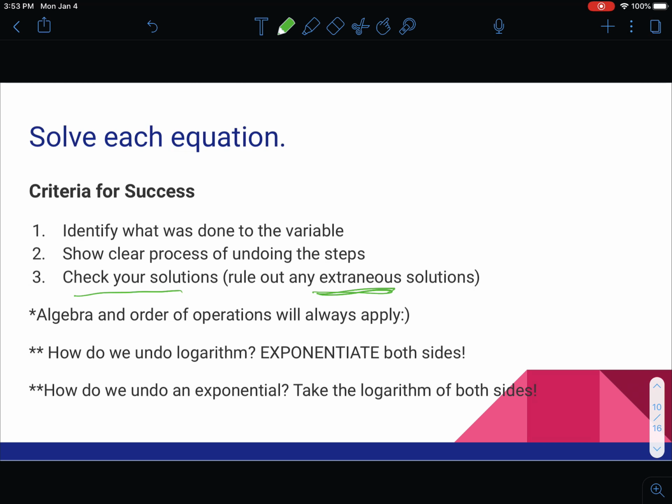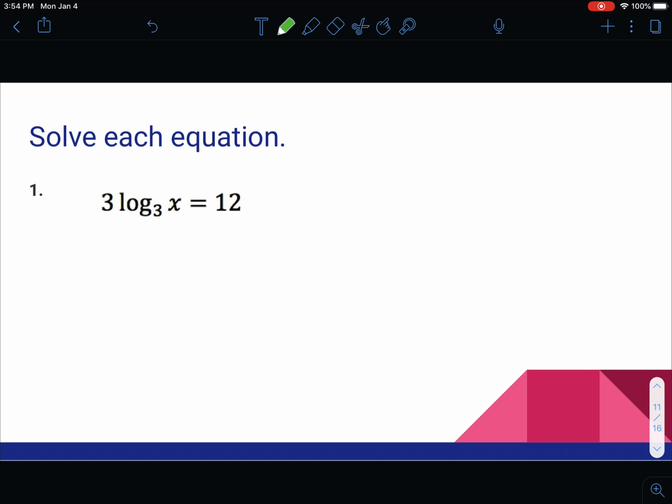Today, especially undoing logarithms, this is called exponentiating both sides. That's how we're going to undo the logarithm. We are going to exponentiate, make sure you know how to say that, exponentiate both sides. And I'll show you what that means in a moment. And then how do we undo an exponential? This is what we did last class. We take the logarithm of both sides. It could be the natural log, it could be log base 10, or any base you like. All right, let's get right into it.